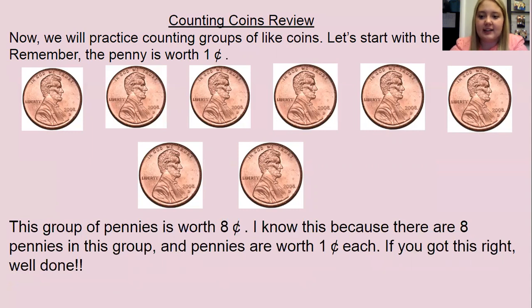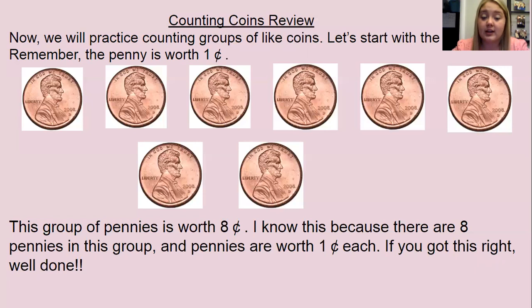All right, let's count these pennies. Will you count them with me? Let's count them now. 1, 2, 3, 4, 5, 6, 7, 8. So I know this group of pennies is worth 8 cents. I know this because there are 8 pennies in the group, and I know that pennies are worth 1 cent each. So I would say that it's worth 8 cents. If you got this right, well done. That is such great work.